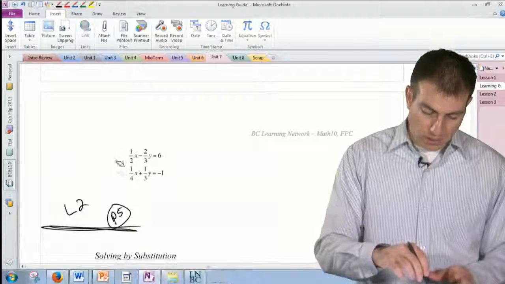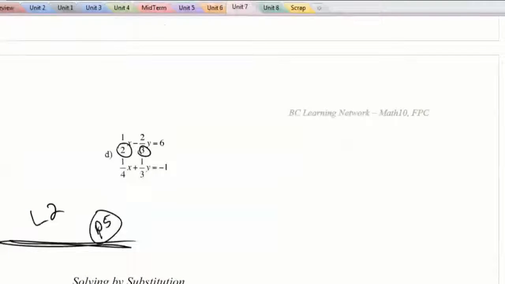So I'm just looking at the first one. I see I have a 2 and a 3. My lowest common multiple of those two things is going to be a 6. So I'm going to multiply everything by 6. And here I have a 4 and a 3. So if I multiplied everything by 12, that would get rid of all my fractions.